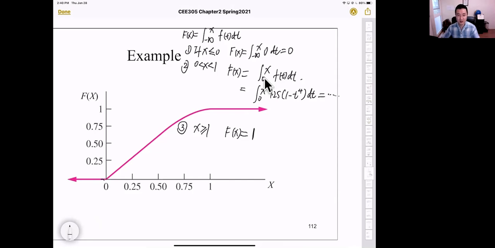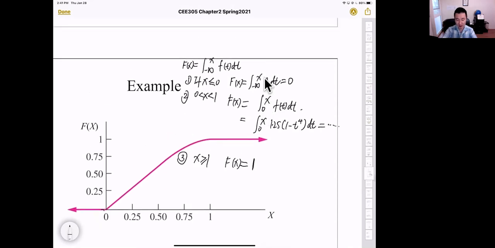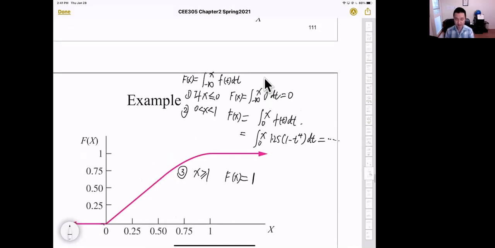Any questions so far? The idea is pretty straightforward, but for the integration part, one is how to do the integration depending on the equation, and two, be careful about the range, especially for the cumulative function, where you should discuss different ranges. Then the equation may change a little bit.